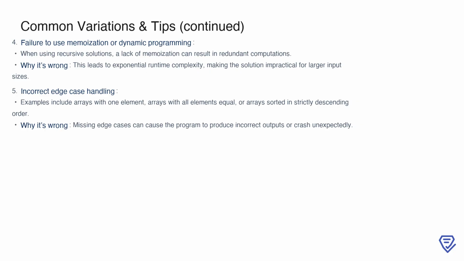For example, arrays with just one element, arrays where all elements are the same, or arrays sorted in strictly descending order require special consideration. If these cases are overlooked, your program might produce incorrect results or crash unexpectedly. By addressing these issues, you can significantly improve the robustness and efficiency of your solution.